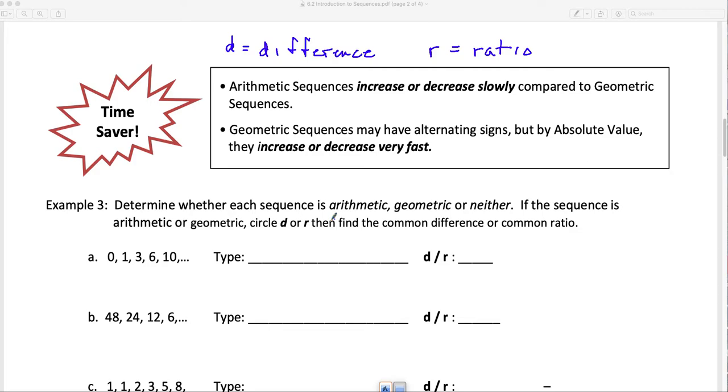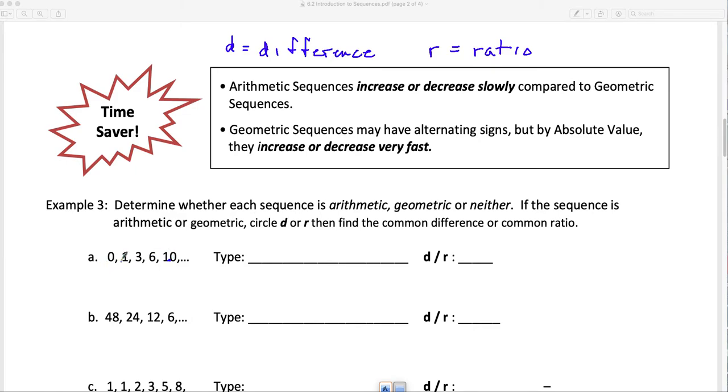Then find the common difference or ratio. We're going to find that already. All right, let's take a look at it. 0, 1, 3, 6, 10. Whatever it's doing, it's not doing it very fast or very slow. Let's go ahead and do some subtracting backwards, or subtracting left.